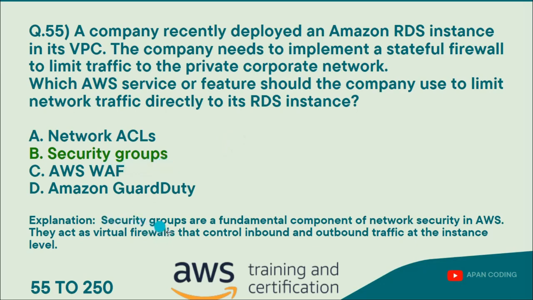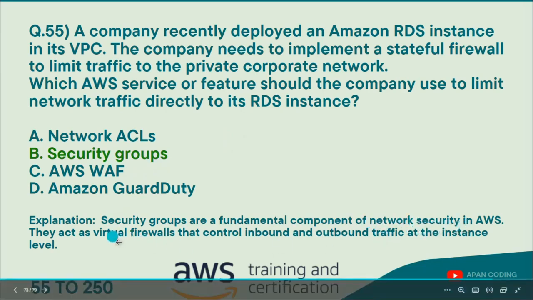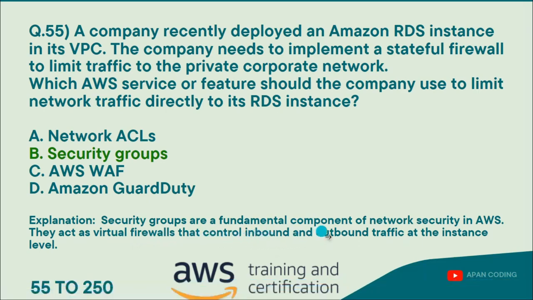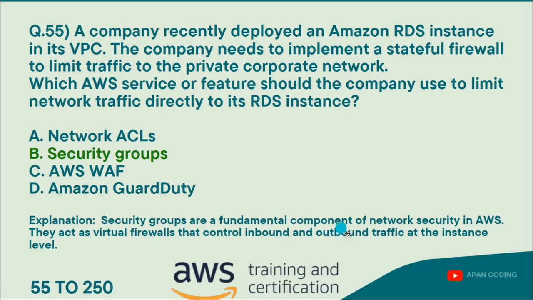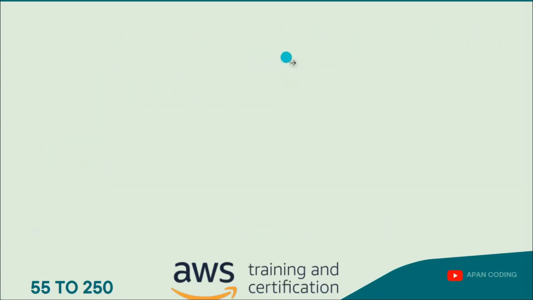Explanation is here. Security groups are the fundamental components of network security in AWS. They act as virtual firewalls that control inbound and outbound traffic at the instance level. Inbound means traffic coming into your region, outbound means going to another region. Okay, now move on to the next, friends, we will see question number 56.